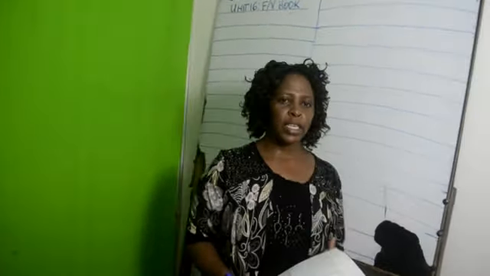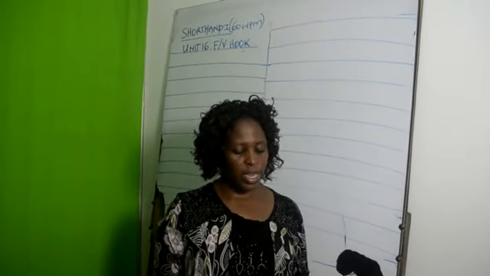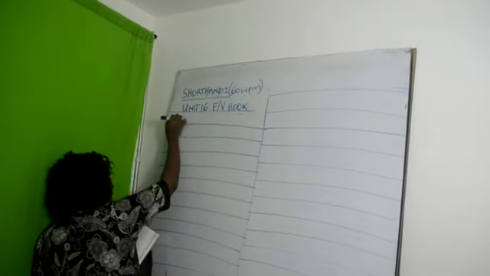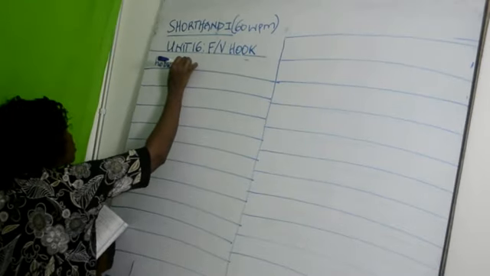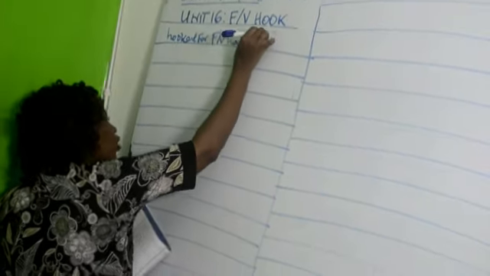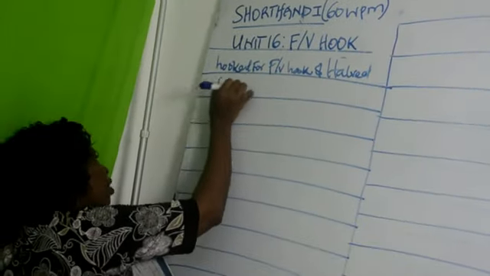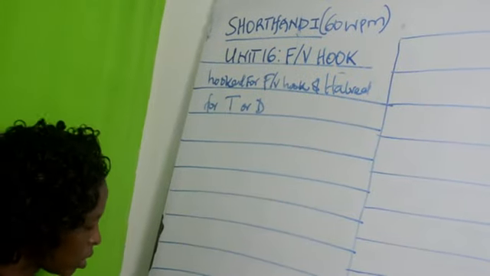The next part is the words that are halved, and at the same time hooked for V or F. They are hooked for F stroke of V hook, and at the same time they are also halved. They are halved for the following T or D.